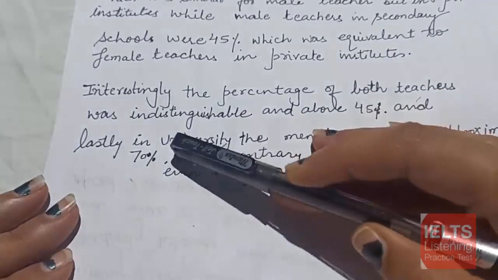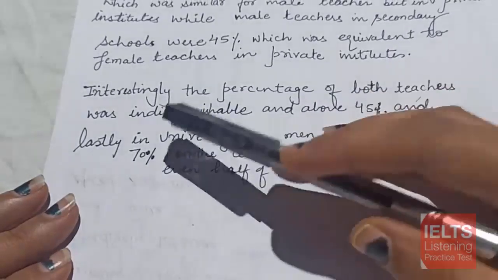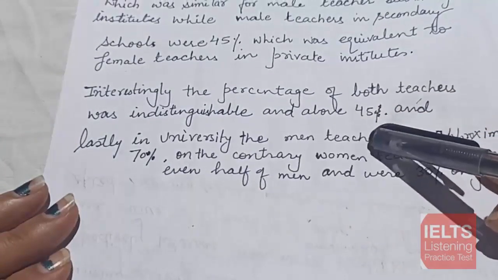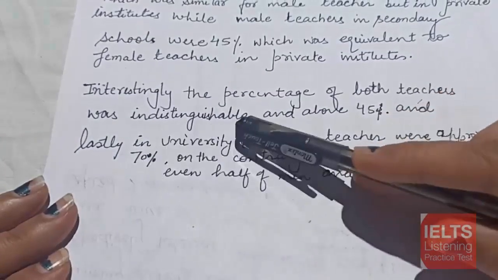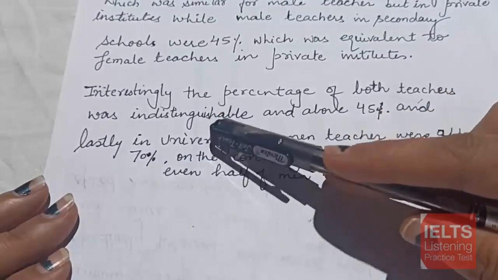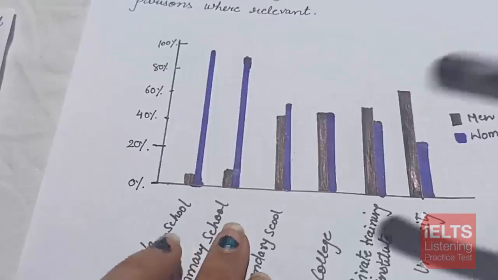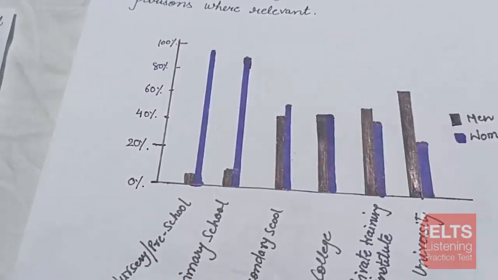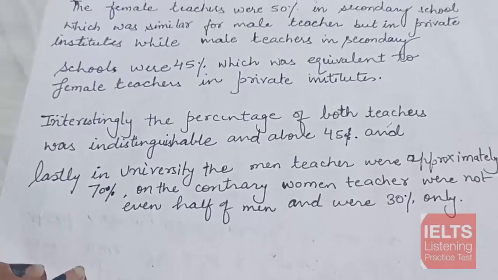Now interestingly, the percentage of both teachers was indistinguishable and above 45%. That means it was the same. It can't be distinguished. So in college, both were the same and above 45%. Okay. Now we are left with university only.